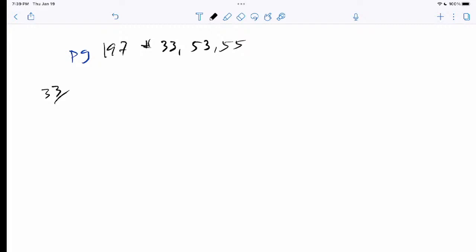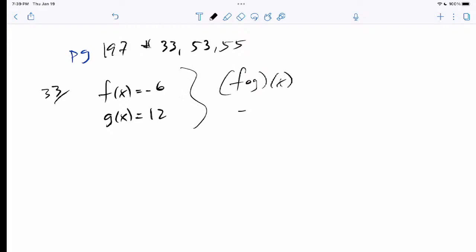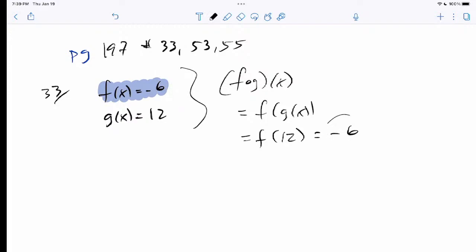So for 33 here, you guys have asked this before in the unit; it was a popular question. They give you f at x is -6, g at x is 12, and we're finding composition. It's a bit awkward, you just have to stick to the definition. f composite g at x is f acting on g at x, and g at x is 12. But f at x equals -6, so it outputs -6 no matter the input. So f composite g at x is -6.